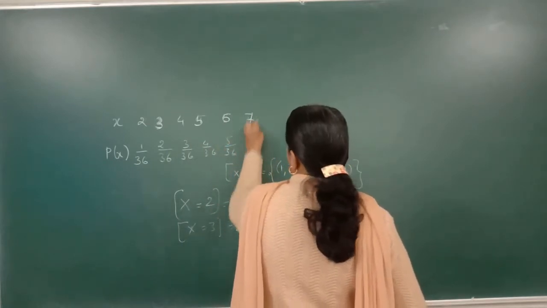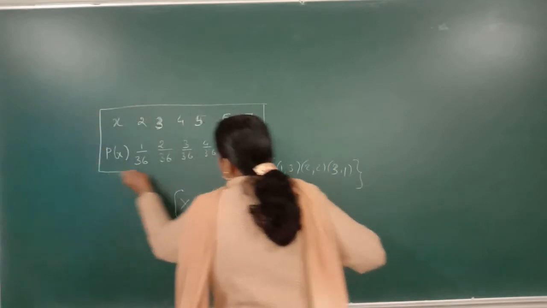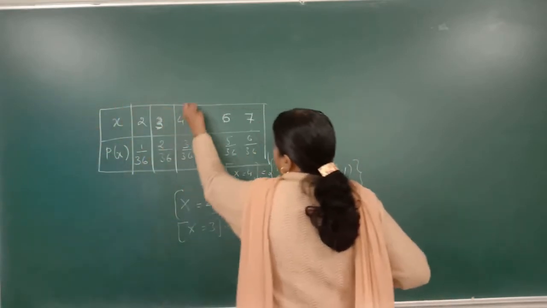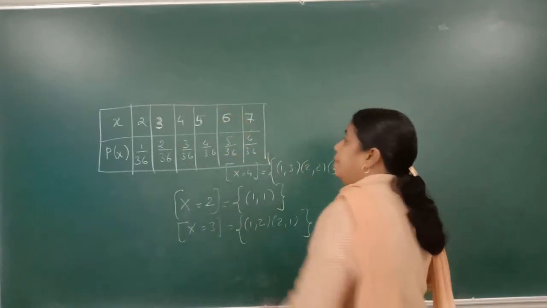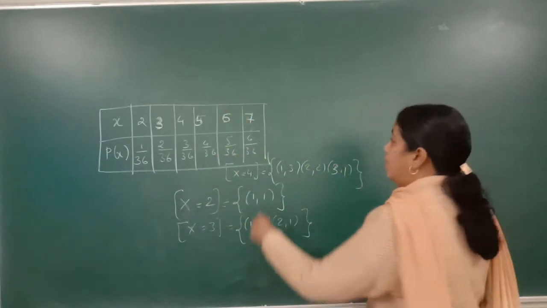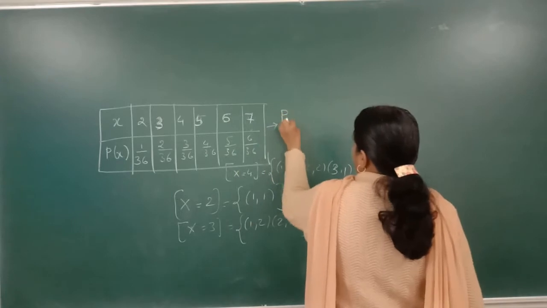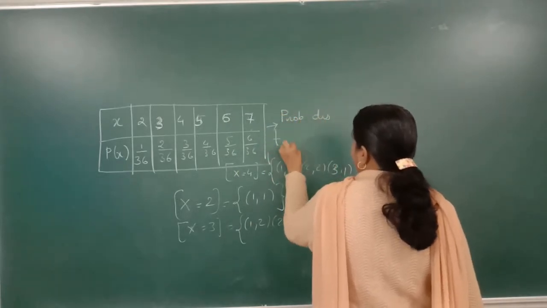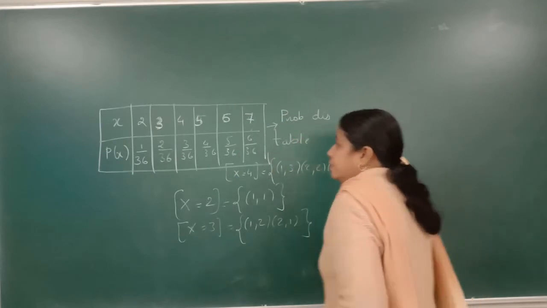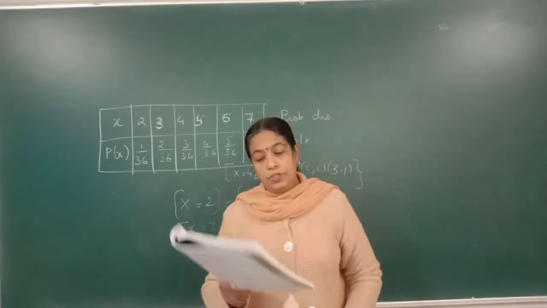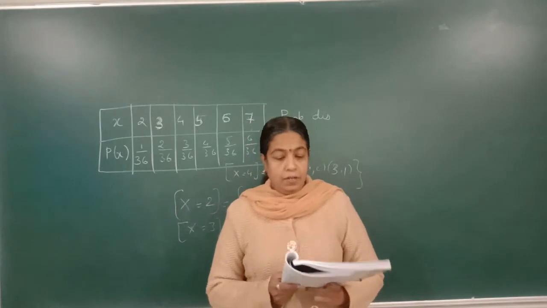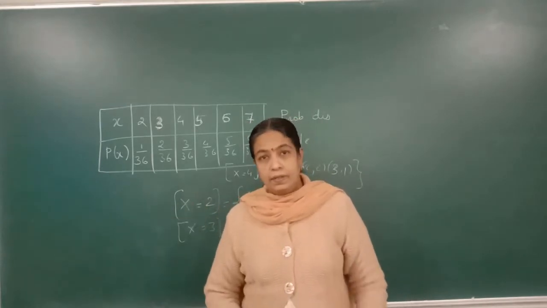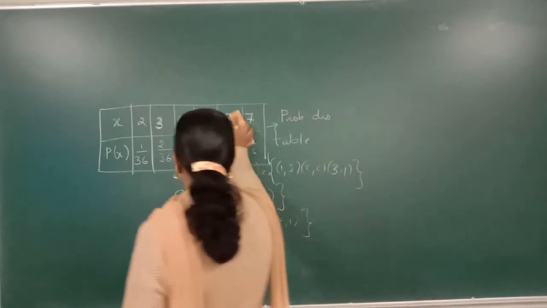6 upon 36. This particular table which we are writing in the form like this, values of x and below that the probabilities, this is called a probability distribution table. Got it? So such types of tables you have to form.